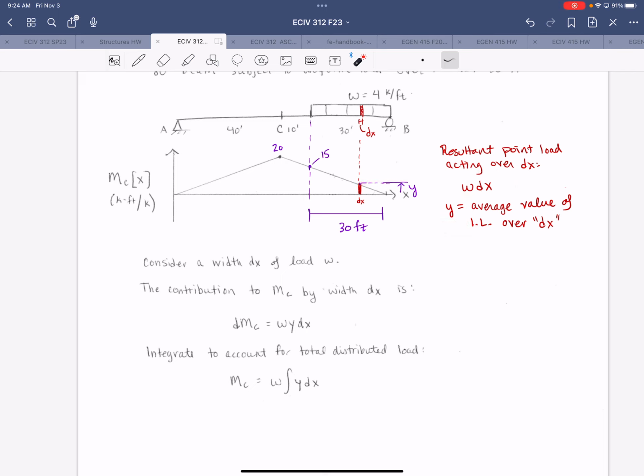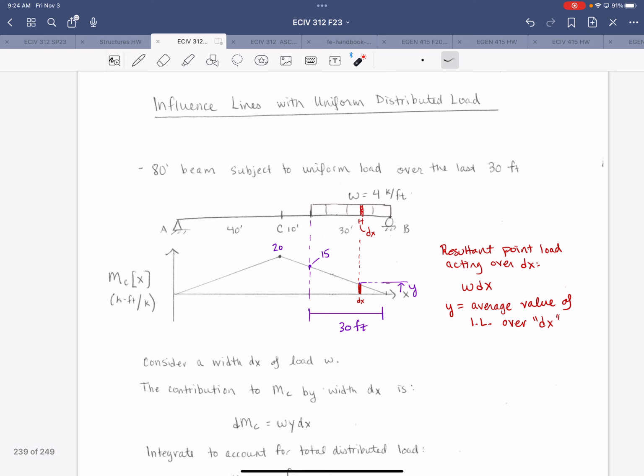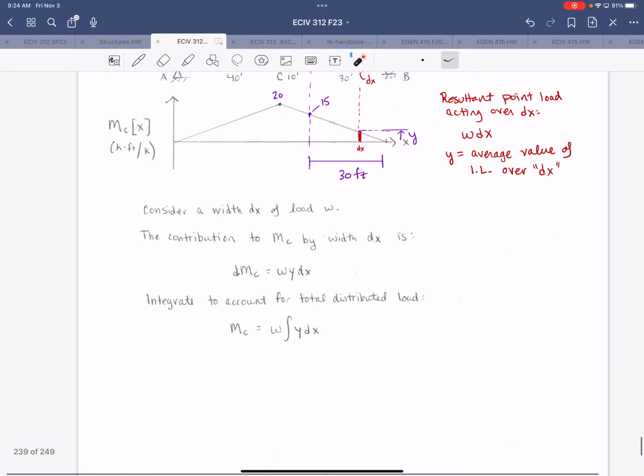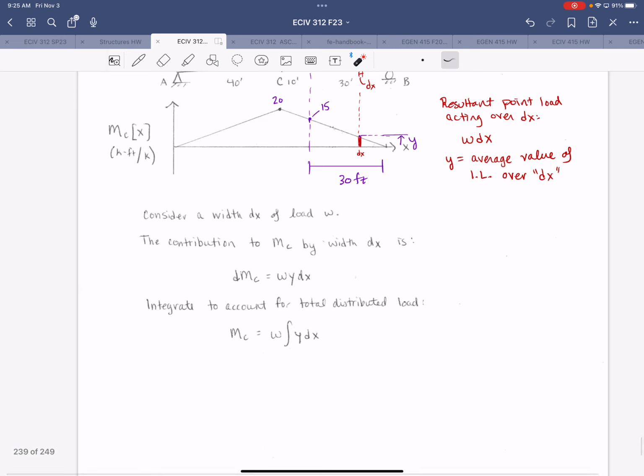So if we want to account for the entire span of the uniform load, we can integrate that equation. So we have the total moment at C due to this uniform load is going to be equal to W. We can bring that out front since W is constant. If you had a triangular load, you'd have W as a function of x. You would need to keep that W inside the integral, but since it's constant, and I'm not going to throw anything more complicated than that at you in this class, just as a heads up, that's what you would do. If it's constant, you can pull it out in front of the integral.